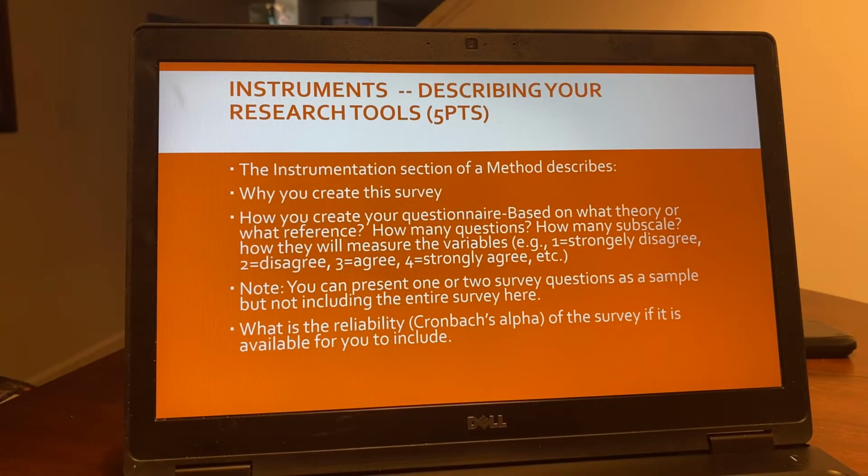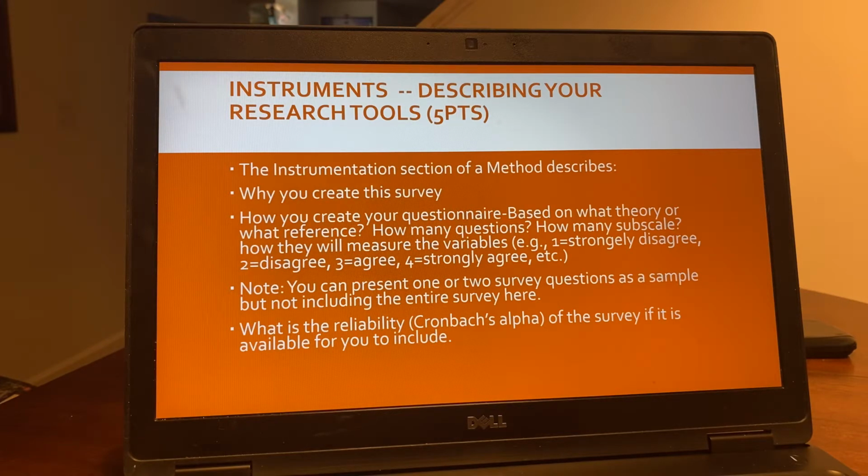Okay, so here you can see the instrument section. You need to describe why you created this survey, how you created your questionnaire, what theory you based it on, whether you used any article as your reference, and how you had them answer your questionnaire.